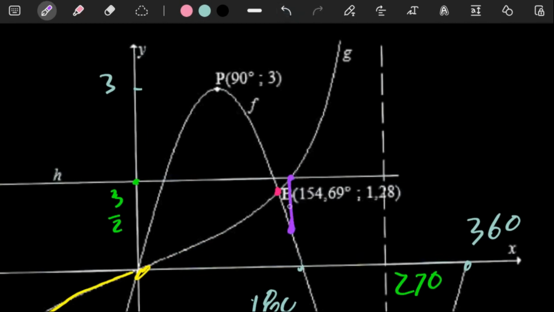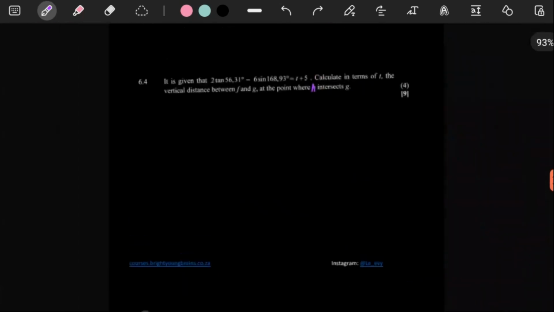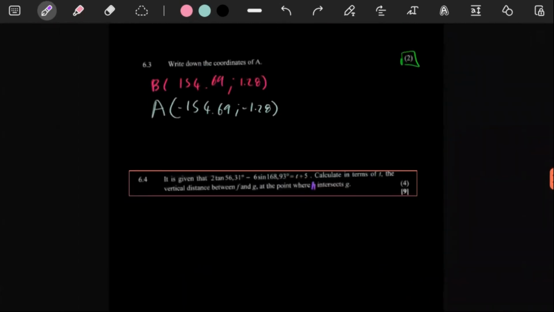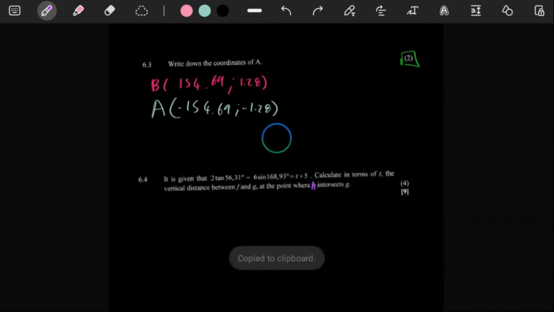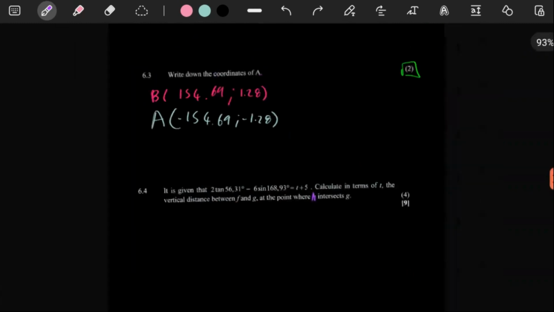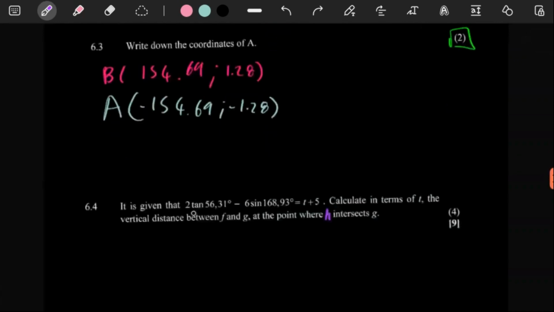Now, before we can get the distance here, we need the x value there and its y value. Or technically, we just need the y values of the point up here and the point down there. So what's the mark allocation here? It's a 4-mark question. It looks like quite an interesting question, because it doesn't look very straightforward. Given that this minus this is equal to t plus 5, calculate in terms of t the vertical distance between f and g at the point where h meets g.